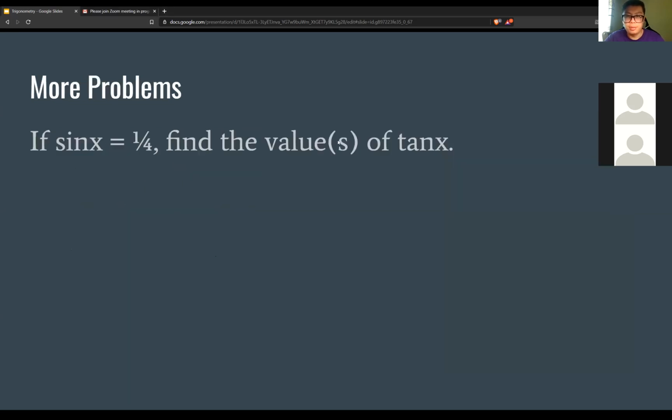We're going to end this with some more problems. So let's look at this one. If sine x is equal to 1/4, find the value or values of tan x. And we're just going to do this right now because we're running out of time.